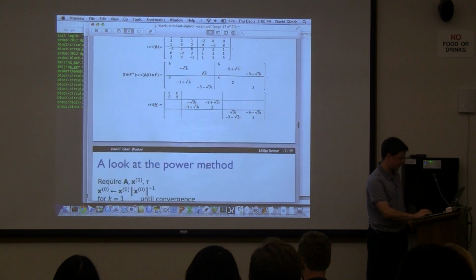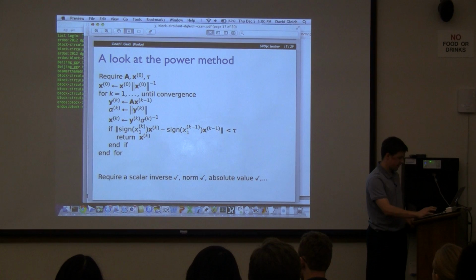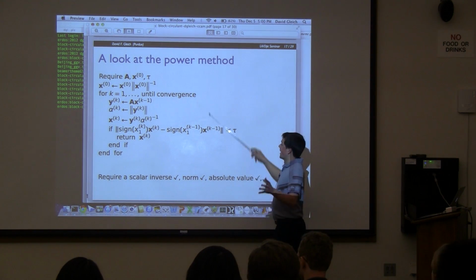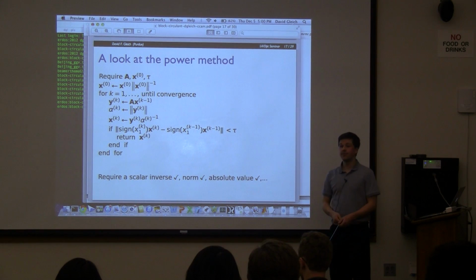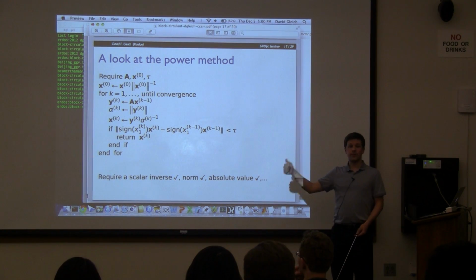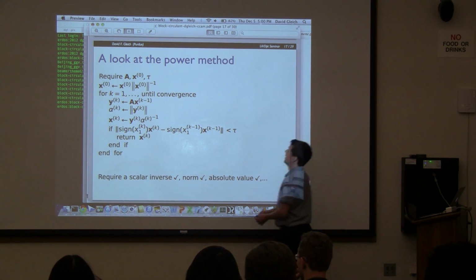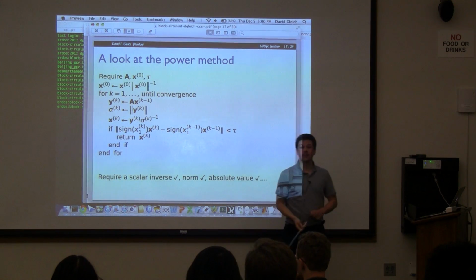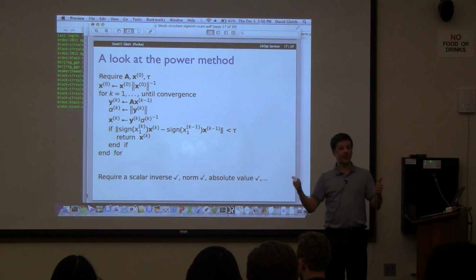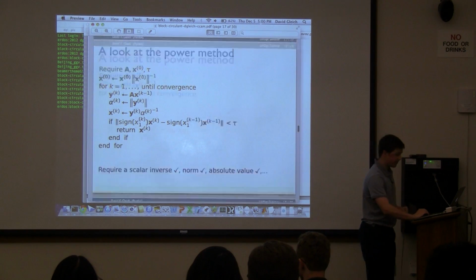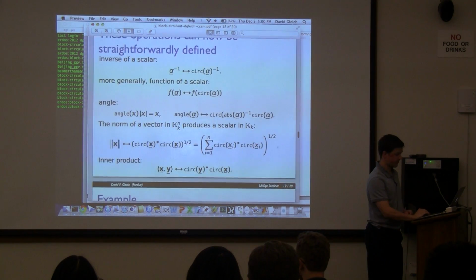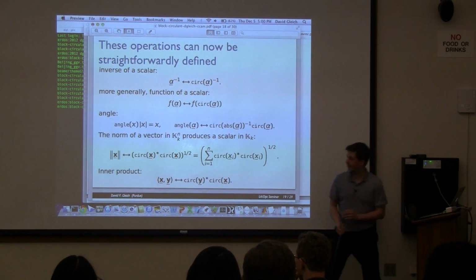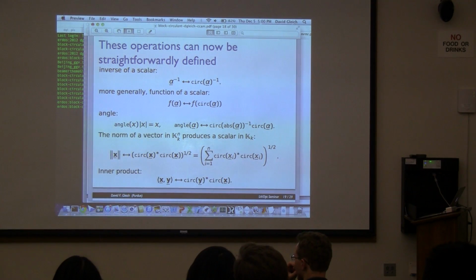Okay, so going back to the power method, we actually have everything we need now. We've got norms, we've got scalar inverses, and we've got matrix vector products. So we can actually code and implement a power method now. What are we going to get from it? What should we get?